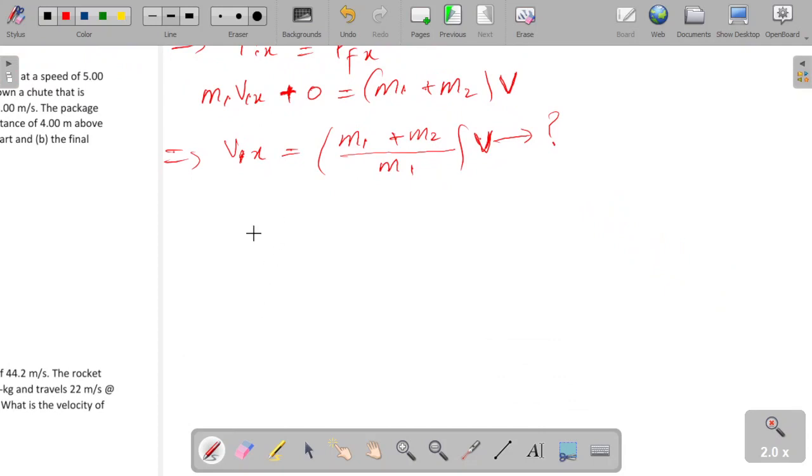So according to the work energy theorem, we say that the work done against the friction, W for friction, will be equal to the change in kinetic energy. How much kinetic energy change?